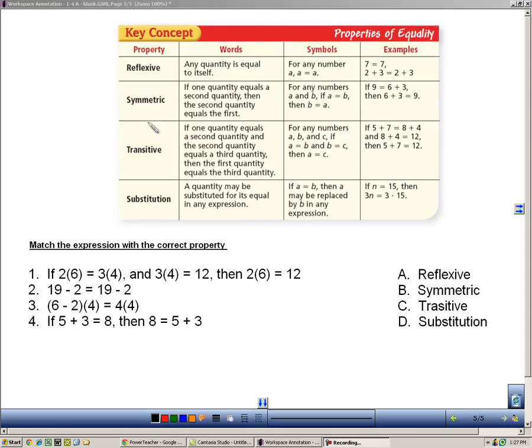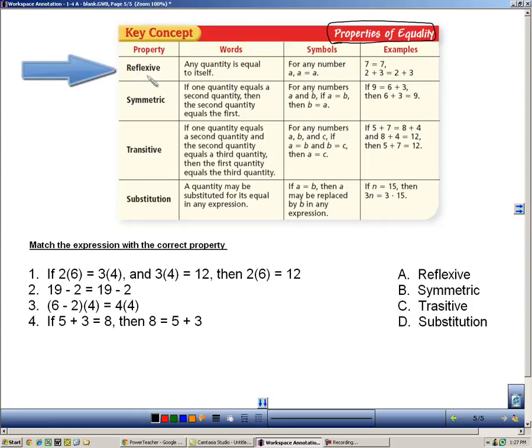For these next 4 properties, called the properties of equality, I'm going to use this table here. I'm going to refer to it, and then we're going to do a quick example down on the bottom here to practice. The first property is called the reflexive property, and all it says is that something equals itself. It's really just that easy.